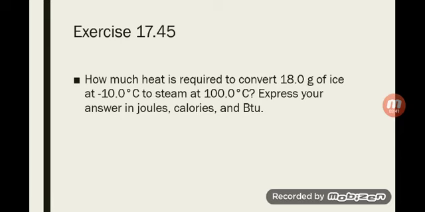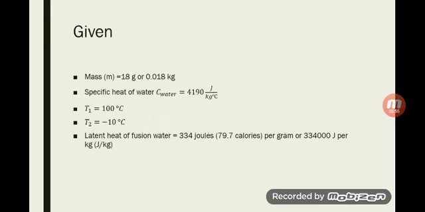Now, heat is gained in order to make the ice 100 degrees Celsius. So let's find out. So mass is 18 grams, or convert it to kilograms for unit consistency, 0.018 kg. Specific heat of water is 4190 joules per kilogram degree Celsius. And temperature 1 is 100 degrees and temperature 2 is negative 10 degrees.